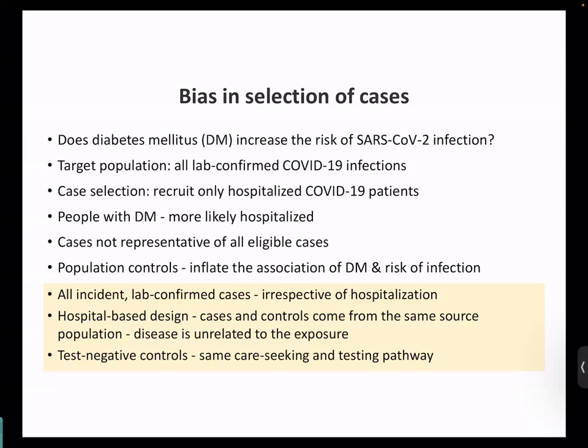Because when all are tested in the routine hospital system and you have people who are positive and negative, it means that all these patients have gone through the same care seeking pathway and testing pathway, and they are comparable to each other. So doing a hospital based study is always challenging, but you have to ensure that your cases and controls are comparable in all ways except probably their exposure. So if you are saying I want to look at infection per se, I have to really take into consideration not just hospitalized cases, but all lab confirmed cases.